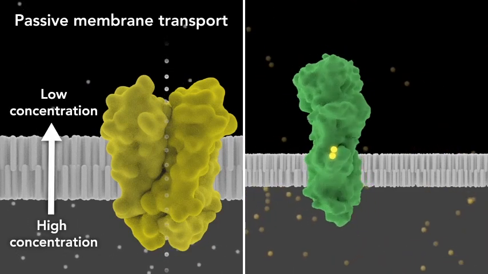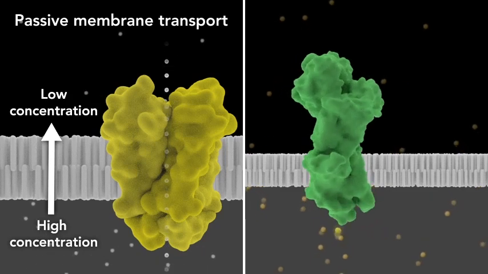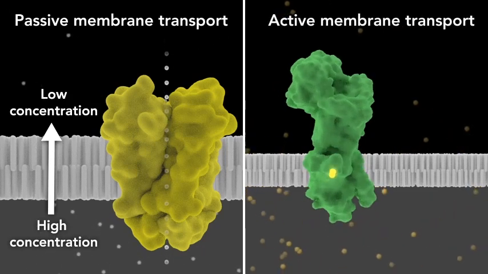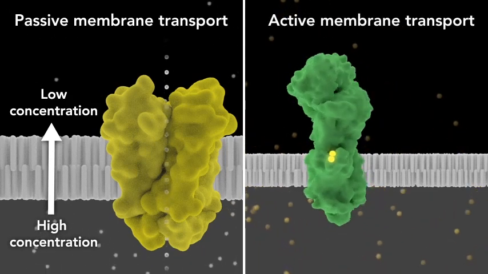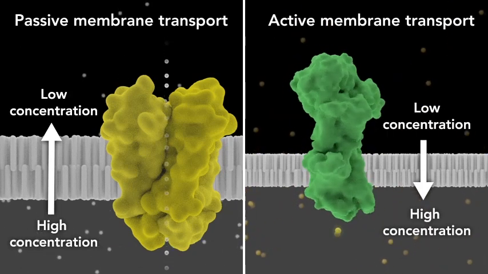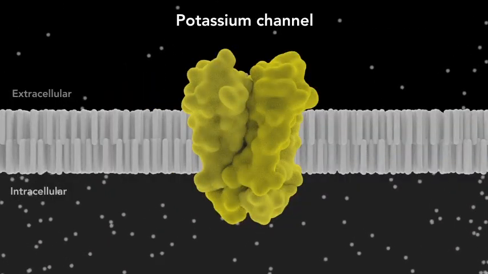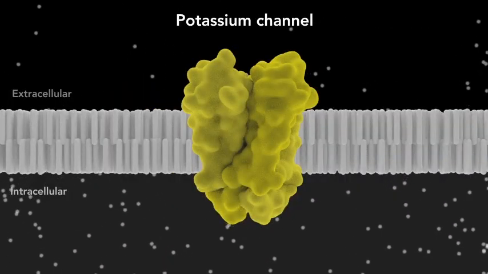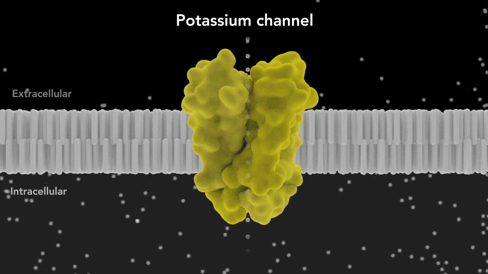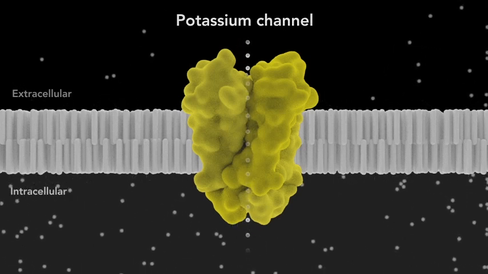membrane in the same direction as the concentration gradient and do not require an external energy source, and active membrane transport proteins, which often use an energy source, such as ATP hydrolysis, to translocate molecules or ions against a concentration gradient. The potassium channel protein is an example of a passive membrane transport protein that translocates potassium ions across membranes in both bacteria and eukaryotes.